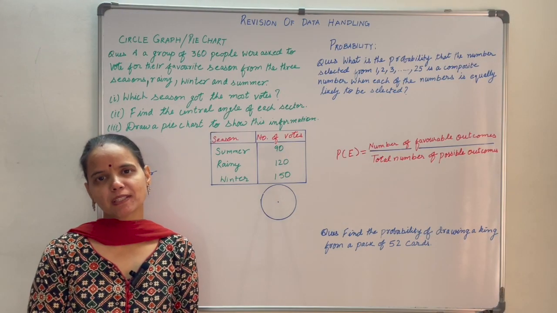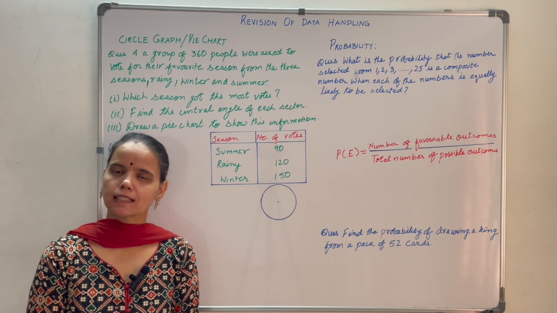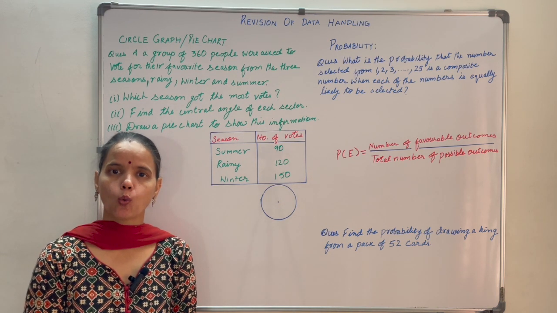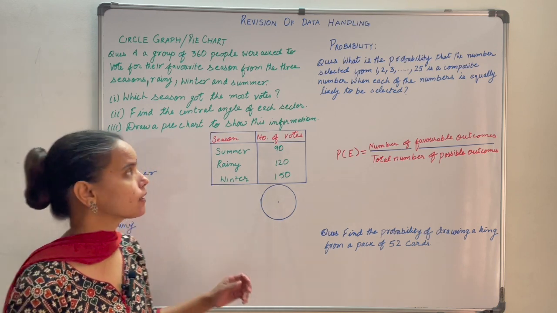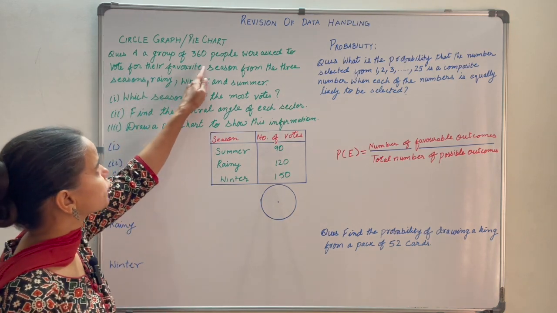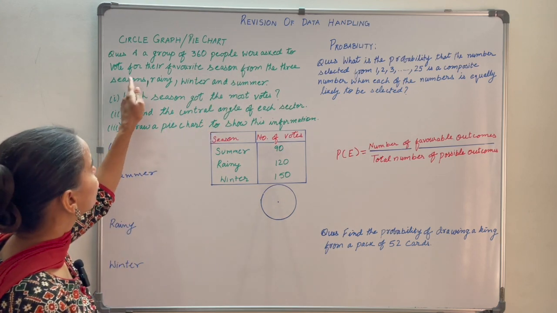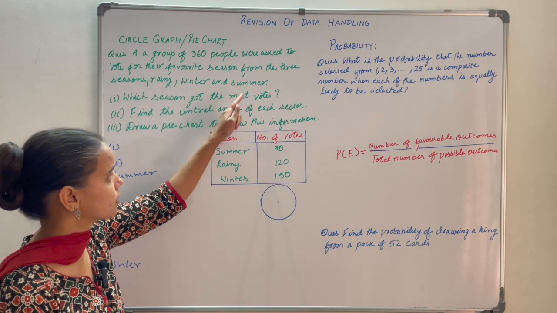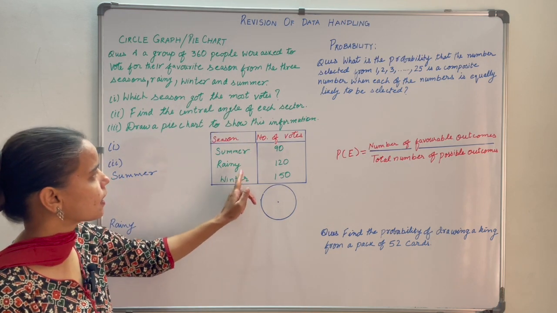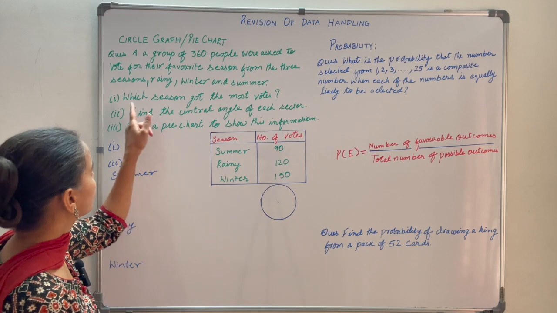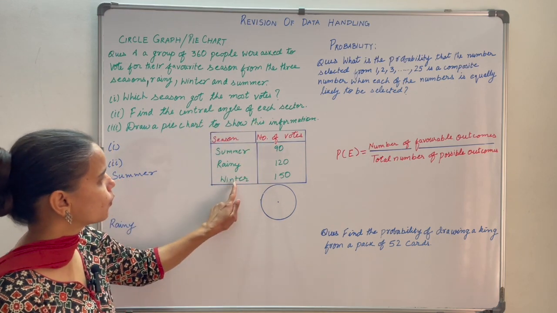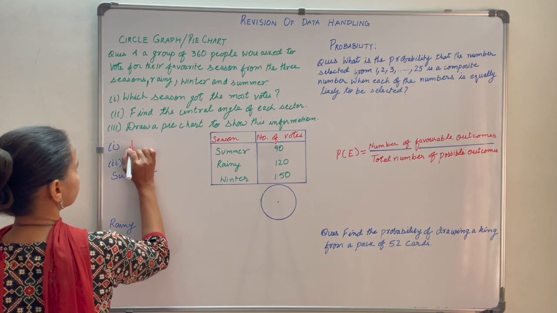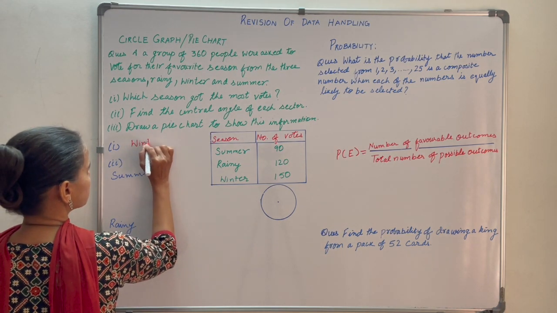Sometimes the data can be represented in the form of a circle, called a circle graph or pie chart. A circle graph shows the relationship between a whole and its parts. So let's understand this question. A group of 360 people were asked to vote for their favorite season from the 3 seasons, rainy, winter and summer. So these are the seasons and their respective votes are written here. Which season got the maximum votes? Winter season has got the maximum votes, 150. So the answer for the first part is winter season.